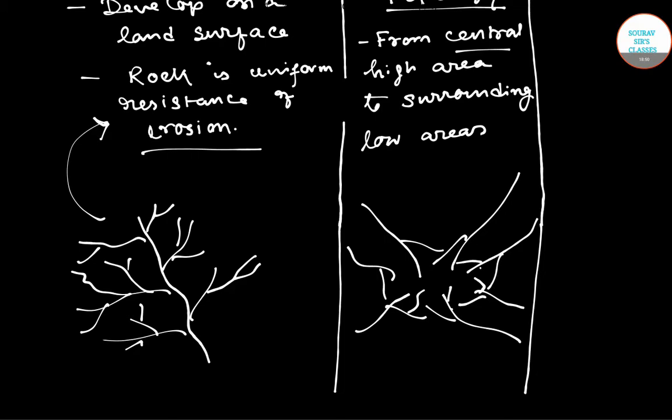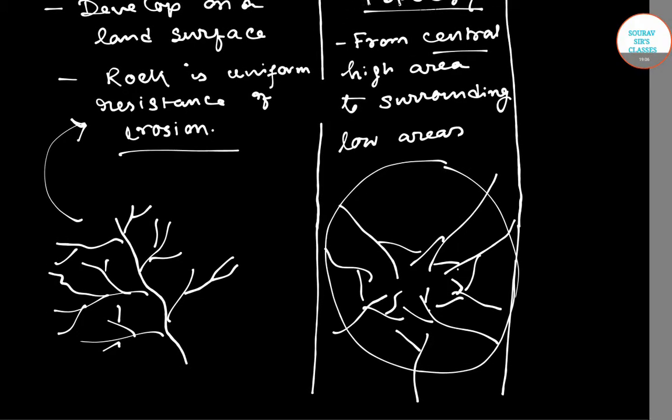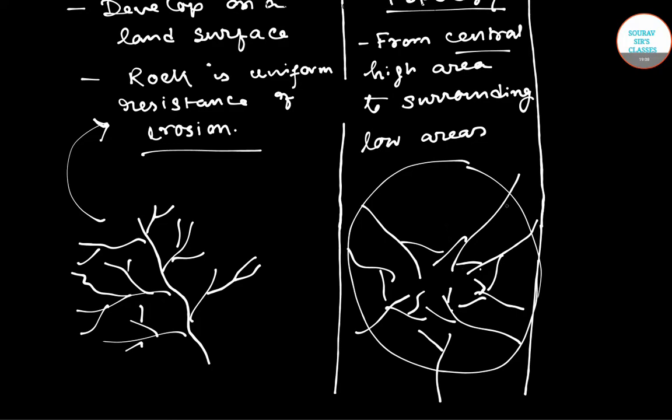They are like this. This is a kind of radial thing. You can see this is like a radial structure, from the central area to the surrounding low area.